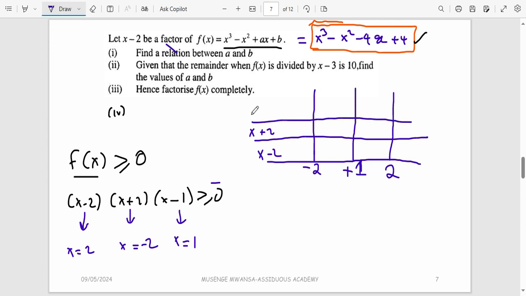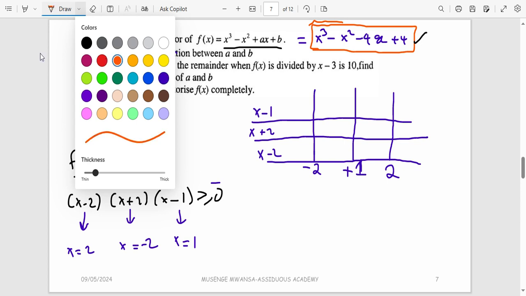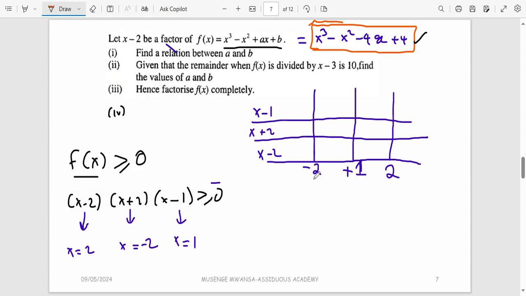The third one was x minus 1. Okay, these are three. So when we equated x minus 2 to 0, we found +2. So +2 is going to be a point of transition of signs. If you get any number above 2, you put in x minus 2, for example, a 3, 3 minus 2 to give you positive. When you just cross 2, it will give you negative.